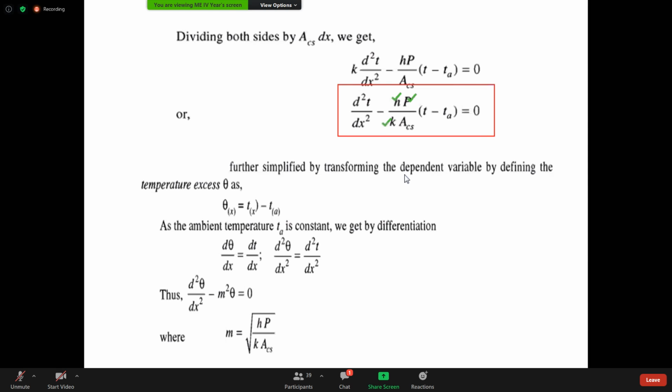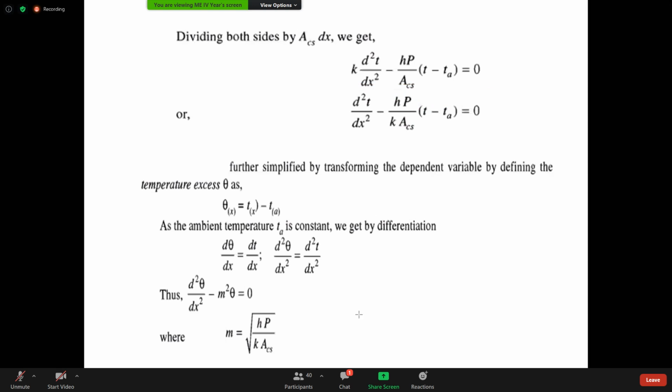K is the thermal conductivity of material. A is the cross sectional area, right? T is the temperature at any distance, let us say at a distance x, and Ta is nothing but the ambient temperature. We don't know what is the temperature at some x distance. It has some temperature, right? So this is the equation.